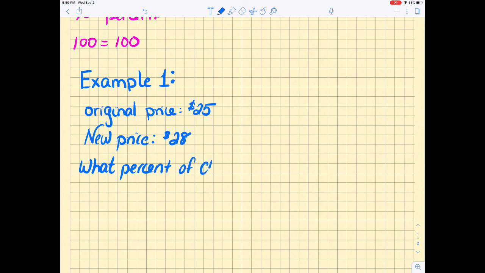Anytime you see percent of change, you can use this proportion. We call it n minus o over o. Okay? So I'm going to rewrite the formula so I remember what I'm doing. n minus o over o equals percent over 100. So now we have to decide which. Well, in this case, it's pretty simple because the original price is marked that. So that's my o. And the new price is marked new. And so that's my n.